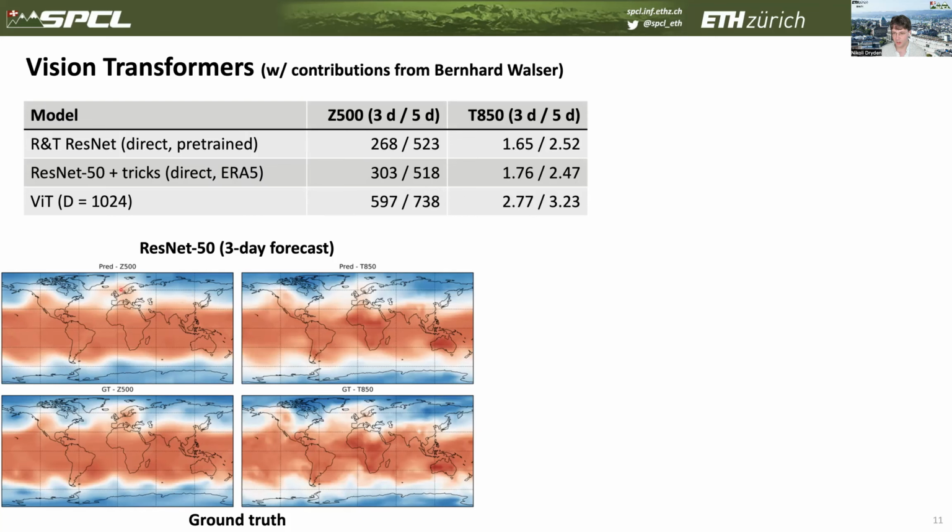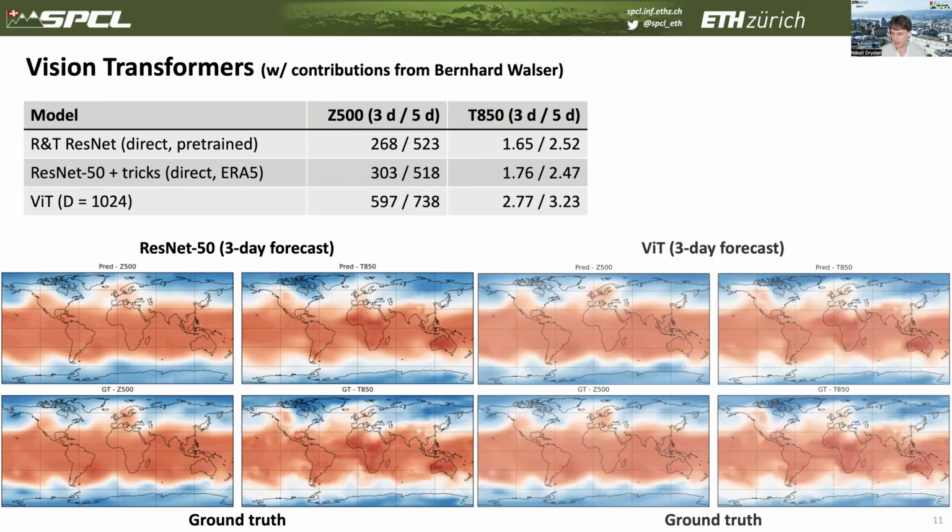And we can compare the forecast from the ResNet 50. This is the predictions for geopotential at 500 hectopascals, temperature at 850 hectopascals. This is the ground truth. And this is the vision transformer's prediction. Again, same ground truth. We can see that it's sort of losing a lot of the fine-grained detail. It's not really performing quite so well on this.